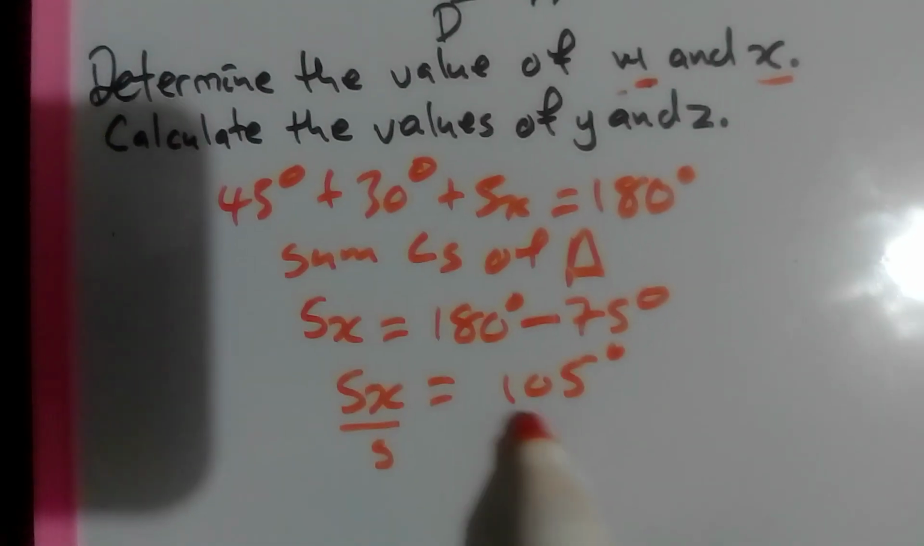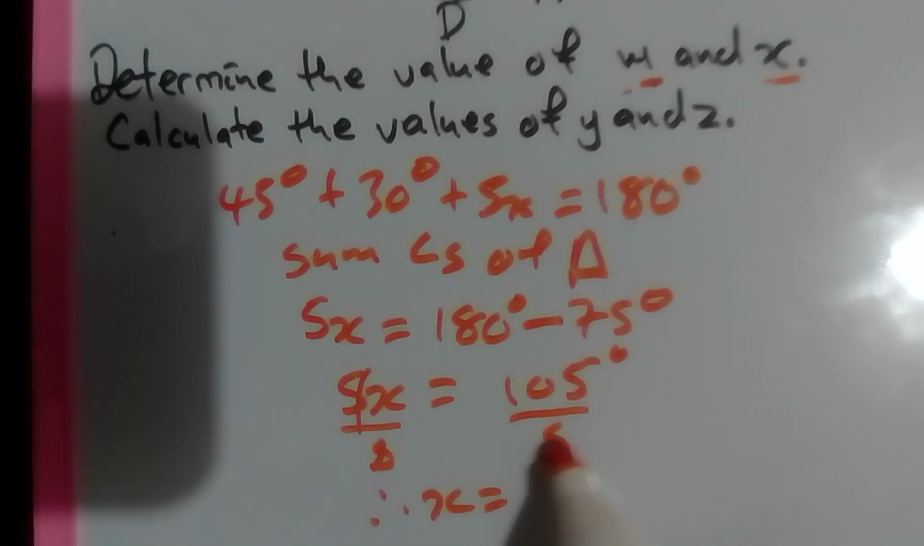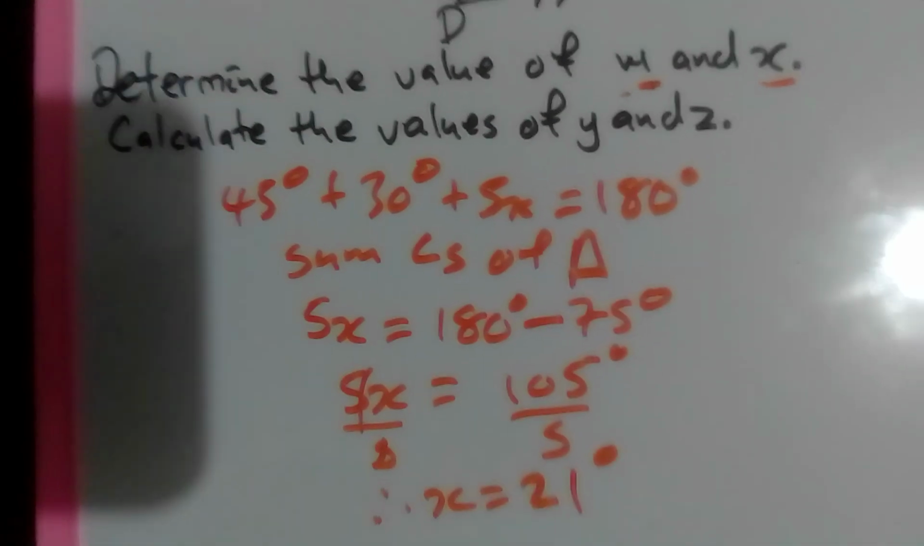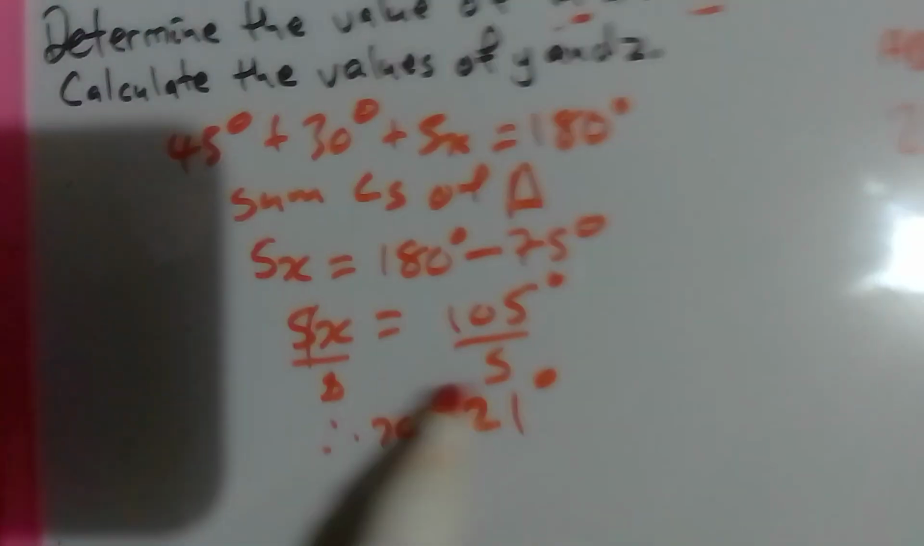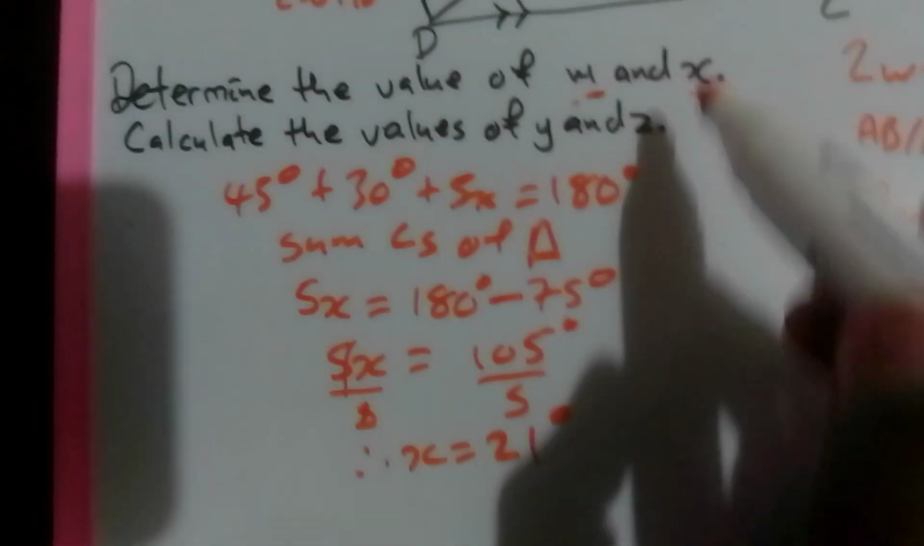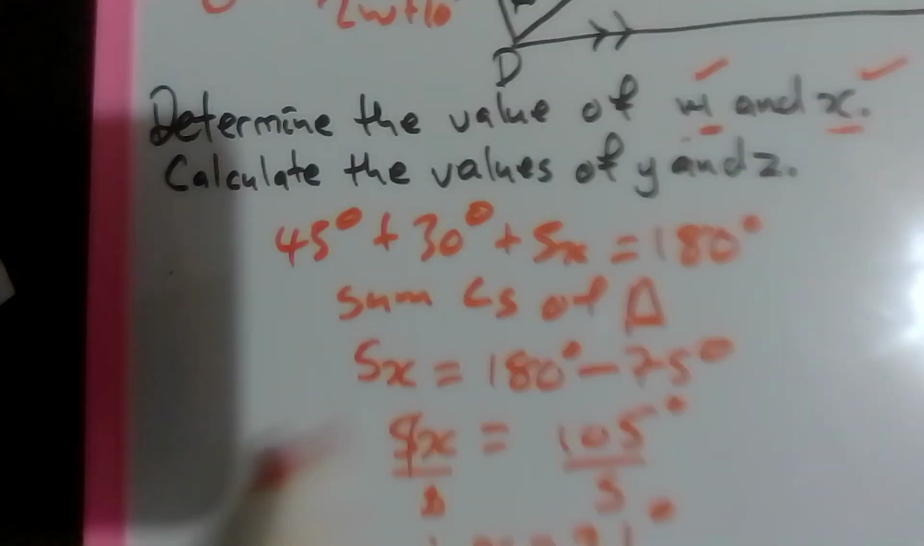I divide by 5, I divide by 5. Therefore, my x is equal to 21 degrees, right? Because 5 into 10 is 2 and 5 into 5 is 1. X is equal to 21. So voila, I've solved for W, I've solved for X. Done with the first question.